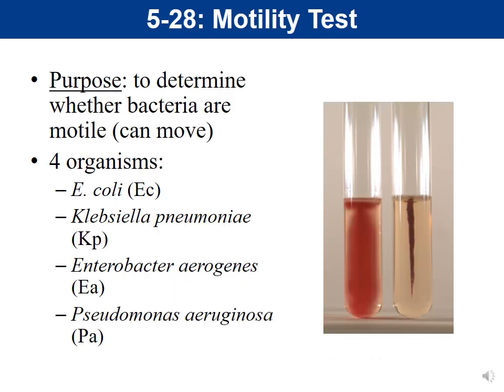What we're looking for is where is the red. We're going to be looking at, did it migrate from the stab line? If you see a straight line down, since we did our stab inoculations with our needle, that would indicate that the bacteria is non-motile. If we see fuzziness, that tells us that the bacteria are motile. This is what we're looking for in our motility test, and this is what you want to study.